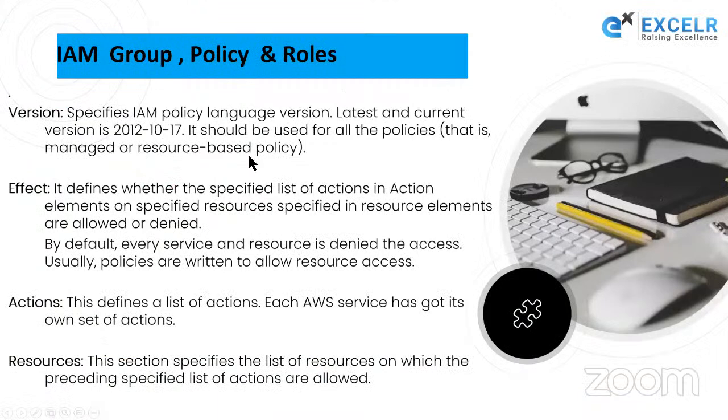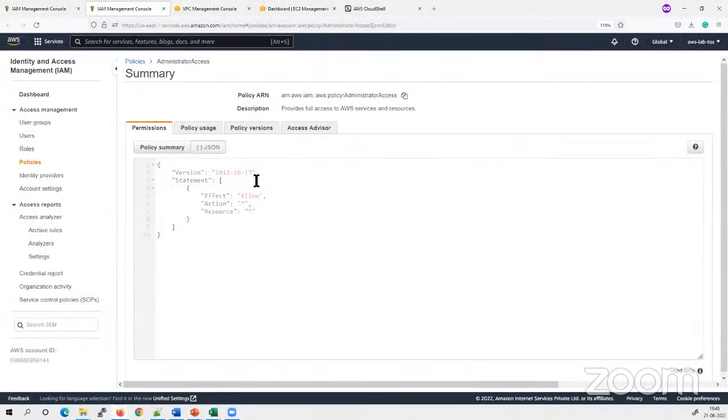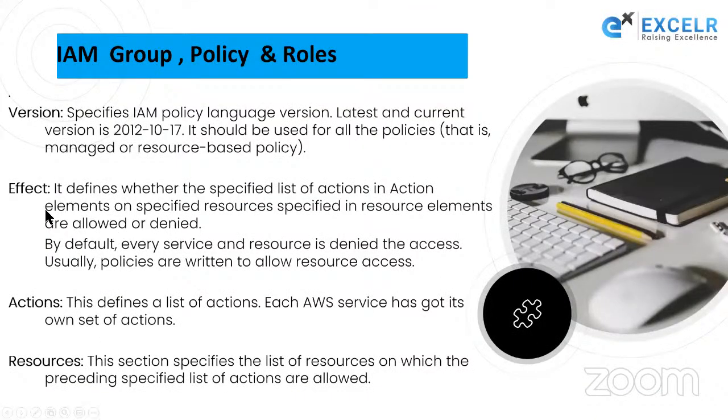Every policy will start with a policy version. The policy version is going to be fixed for each and every policy you are going to use in the AWS environment. This is 2012-10-17. This is the latest and the greatest policy version you will have for all policies in AWS. Then you will have a section called effect, action, and resource.